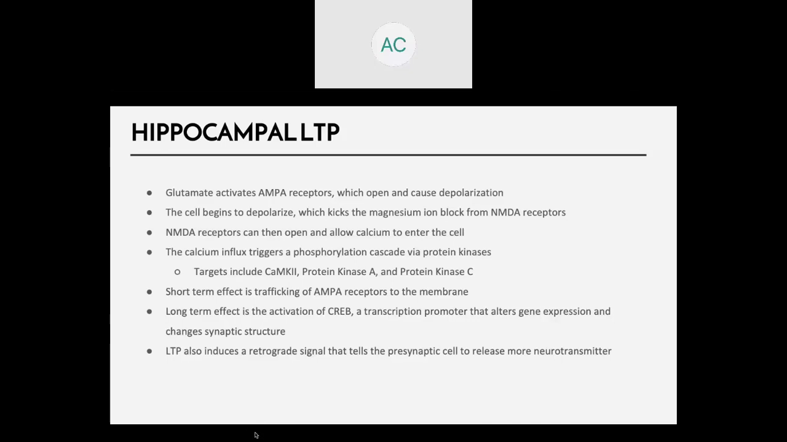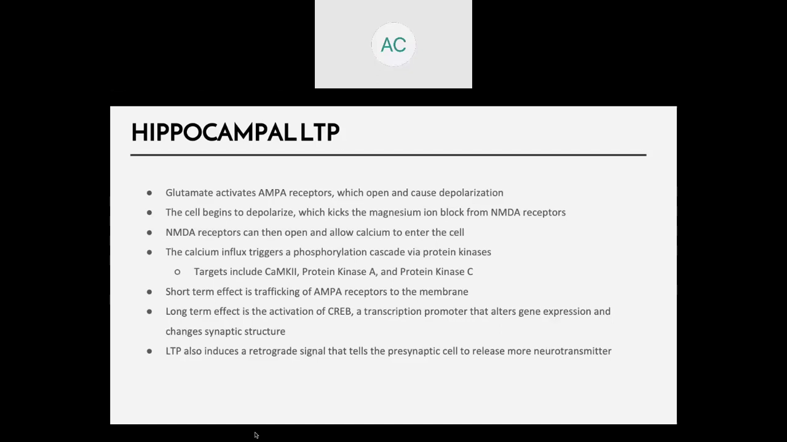So targets of the calcium and the protein kinases are CaM kinase 2, protein kinase A, which is also called PKA, and protein kinase C, which is PKC. So the short-term effect of LTP is trafficking of AMPA receptors to the membrane. If you have more AMPA receptors inserted into the membrane, then depolarization is likely to occur more quickly. But this is only a short-term effect. So without protein synthesis, you won't have the long-term effects of LTP.